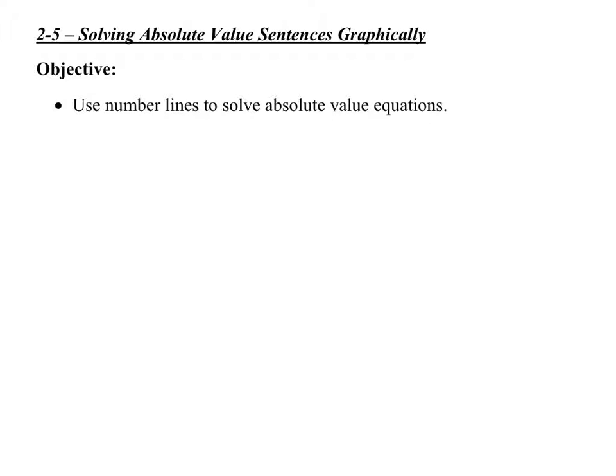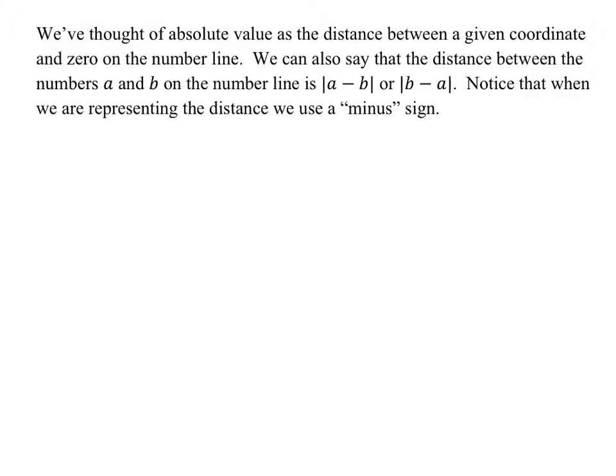In the previous section, 2.4, we took what's called an algebraic approach. This is going to be what's called a graphical approach. So, different means to the same result. Okay, so let's take a look first. We've thought of absolute value in the previous lessons as the distance between a given coordinate and 0 on the number line. Now, if we look at the next statement, we could say that the distance between numbers a and b is simply the absolute value of a minus b, or b minus a.